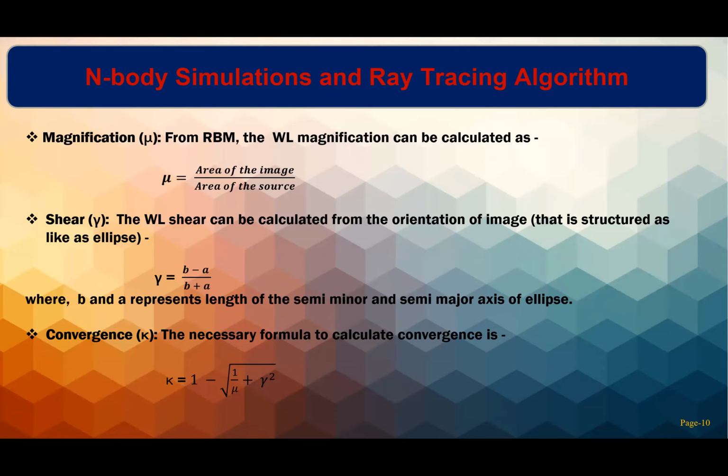How can we calculate the weak lensing statistics from our algorithm? From the ratio of the initial and final shape of the bundles, we can calculate the magnification. By using an ellipse fitting algorithm, we can measure the orientation of an ellipse and compute the shear. And from the information of magnification and shear, we can compute the convergence by using this formula.